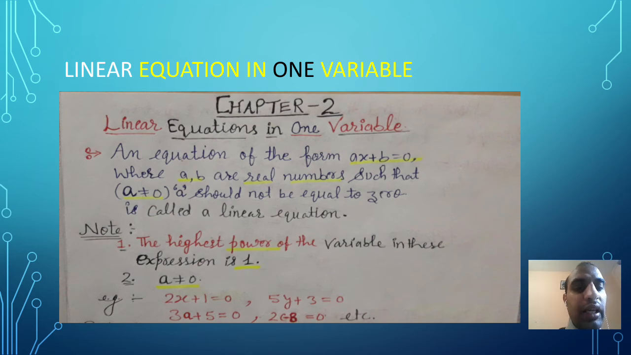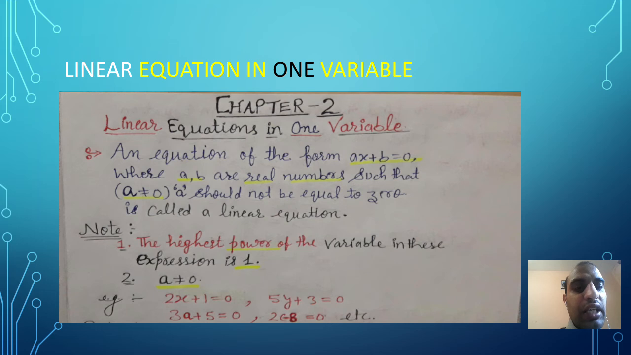Next you can see 3a plus 5. Here once again the power of a is 1. And next is 2c minus 8 equals 0. In all cases you can see the power of the variable is 1. This is very important, and you can see in all cases a is there.